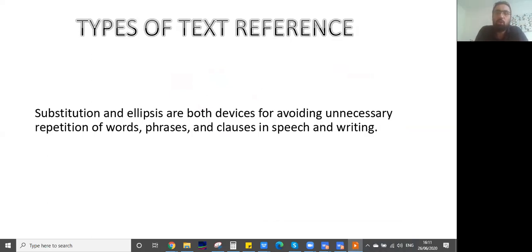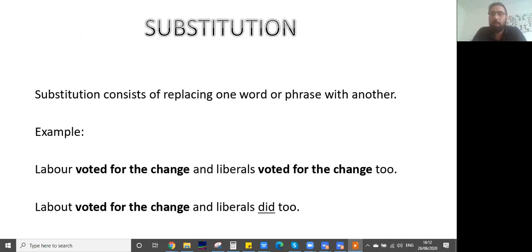Substitution and ellipsis are both devices for avoiding unnecessary repetition of words, phrases, and clauses in speech and writing. They refer to other things within a text, and they help us to avoid repeating the same words and the same phrases and so on.